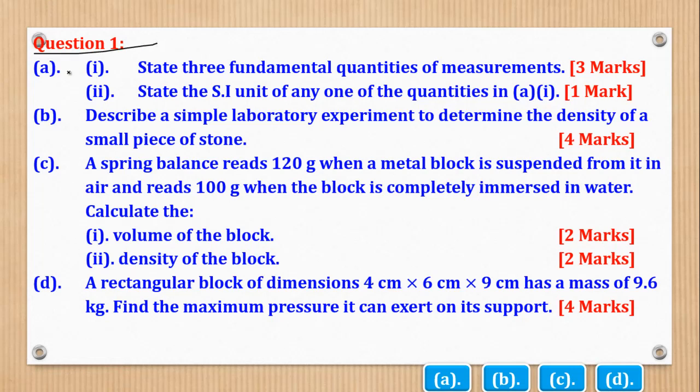So we shall start with question 1. Question 1 part A, Roman 1 says, state three fundamental quantities of measurements. And Roman 2, state the SI unit of any one of the quantities in A Roman 1 above. So let's start with part A.